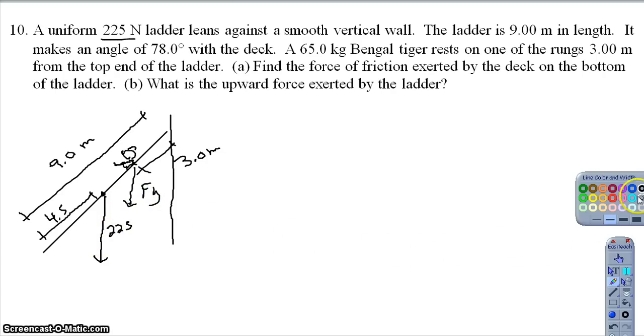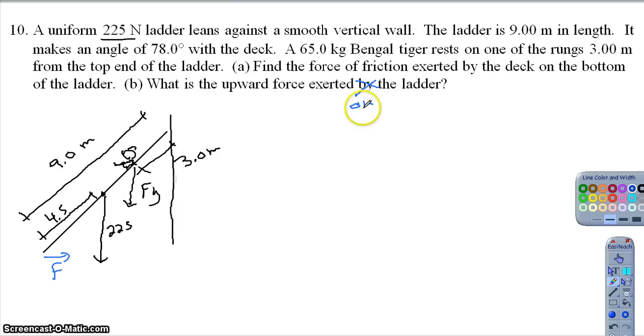Then for these types of problems, it's always good to go ahead and identify all of the other forces involved. So part A asks us to find the force of friction exerted by the deck on the bottom of the ladder, so by the ground on the bottom of the ladder. We're looking for what's the friction down here. And then part B, what's the upward force exerted by the ladder. This one's actually probably misworded. It should rather read, what's the upward force exerted on the ladder by the ground.